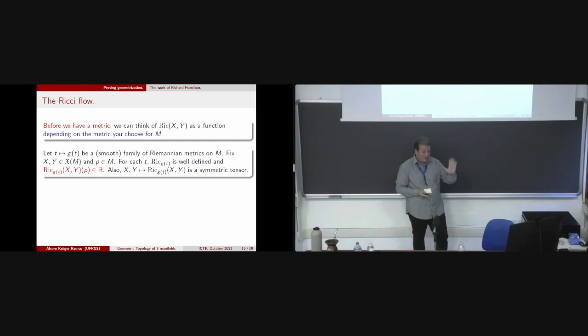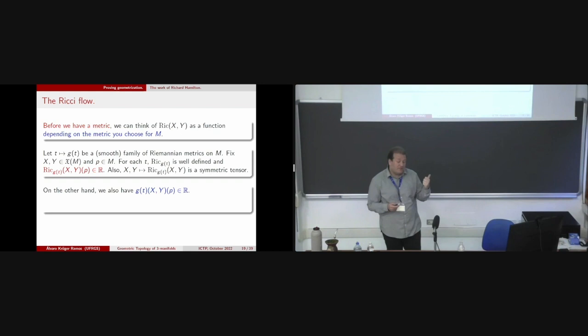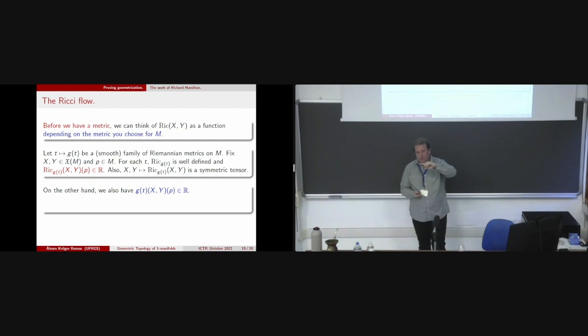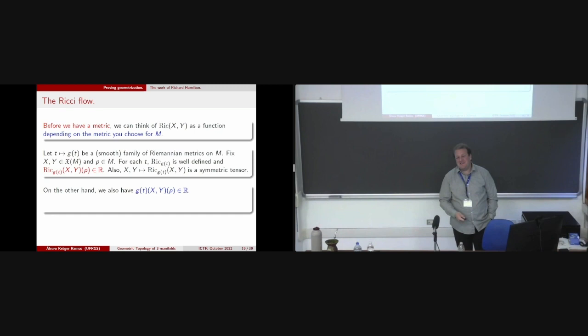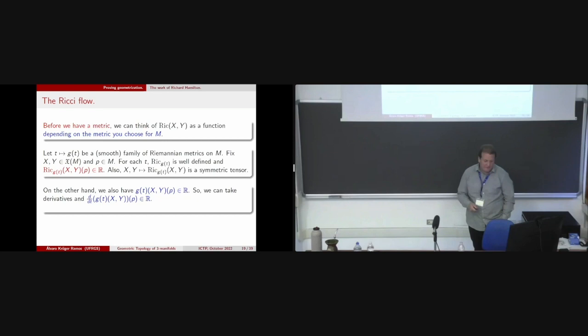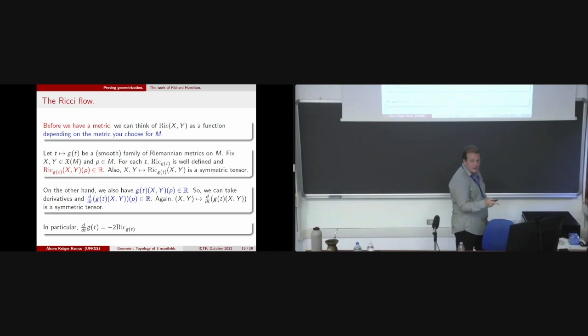What's more important is that we have the metric. The matrix always works like that. The metric is also symmetric. For each t, given x, y, and p, we have a number. So this is a real function. We can take derivatives of real functions. And one thing that we see is that this derivative with respect to t of this real function is also a symmetric tensor. So at least this equation makes sense. At least they are on the same space, and we can understand it for given x, y, and p in your manifold.